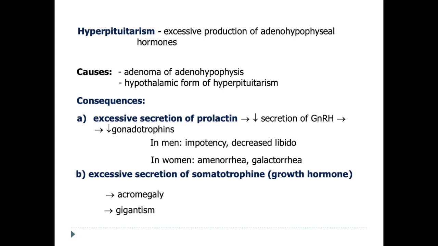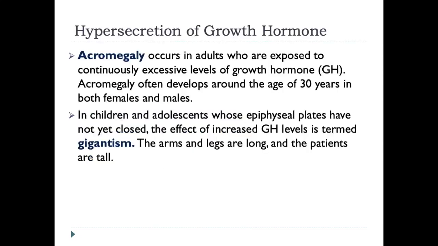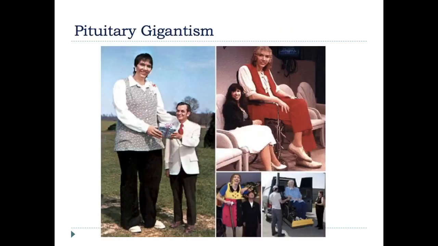When we discuss excessive secretion of growth hormone, it manifests with either acromegaly or gigantism. Acromegaly occurs in adults who are exposed to an excessive level of growth hormone, and it usually develops around 30 years of age in both male and female. If the increase in growth hormone starts in children, we see gigantism, and the patient looks like this. Let's see some pictures of this lady who suffered from gigantism.